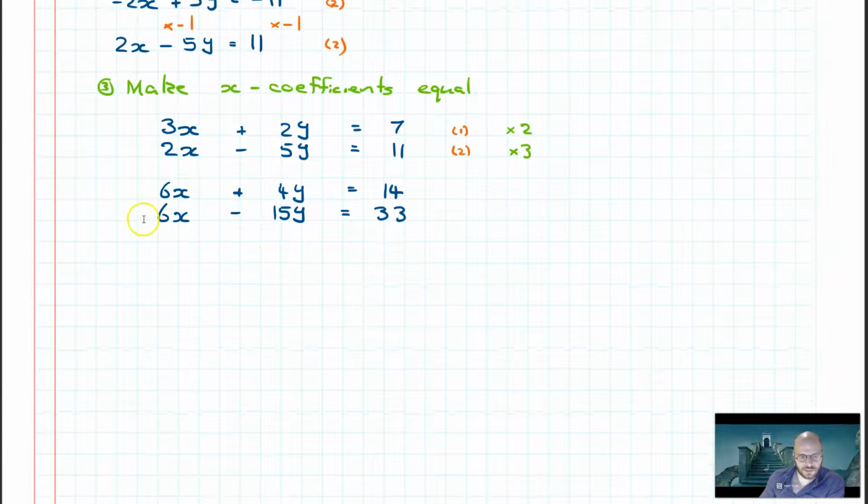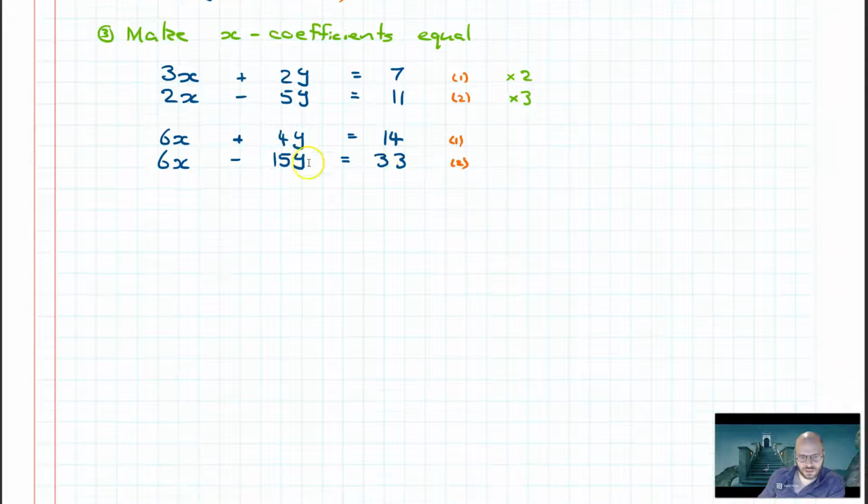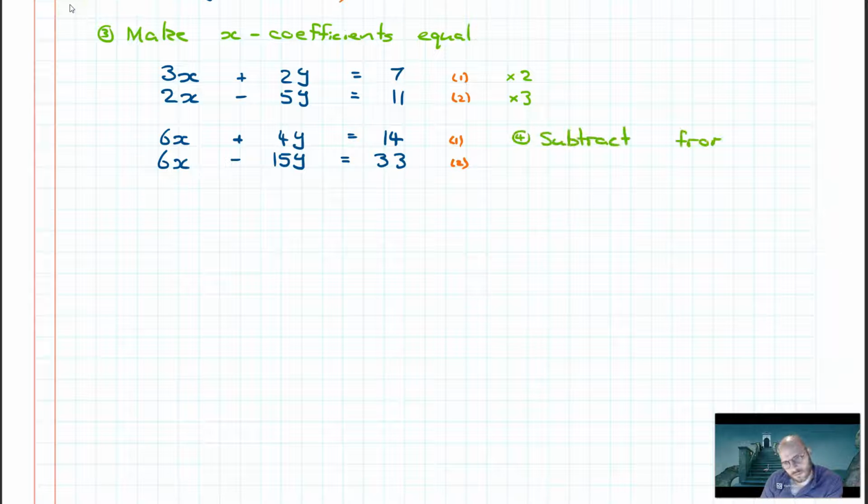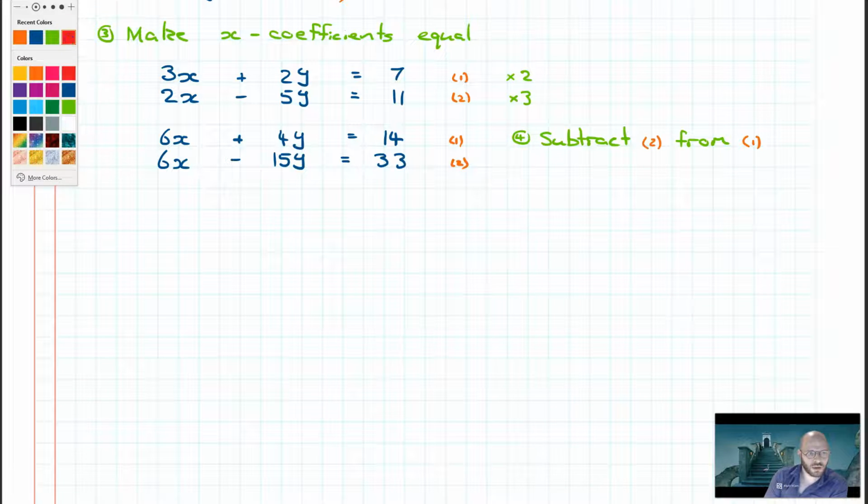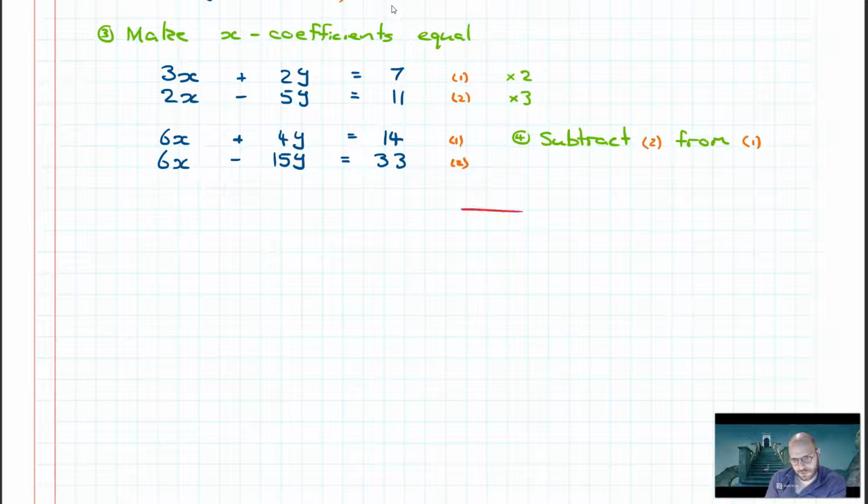So what you can see is that I've managed to make the coefficients of equations 1 and 2 the same at the expense of scaling all the other terms in the equation up, which is what we want at this stage. Now for the next step, we're going to subtract equation 2 from equation 1. It's at this step here where we employ the concept of elimination.